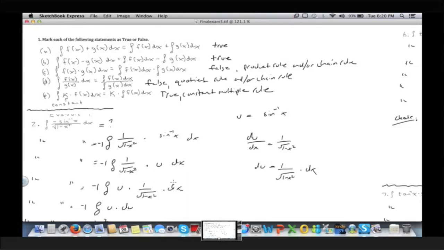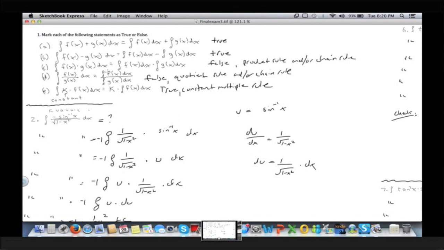Sum rule is true. Difference rule is true. All right, and you mark that C is false. Now, what is that note that you made off to the side? You wrote product rule and or chain rule. What did you mean by that next to part C?